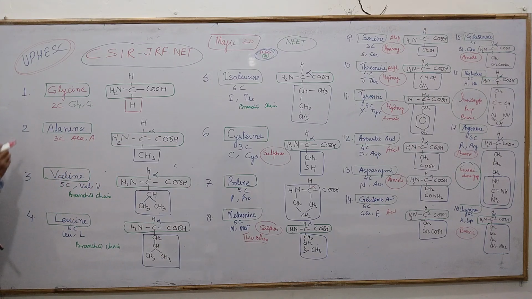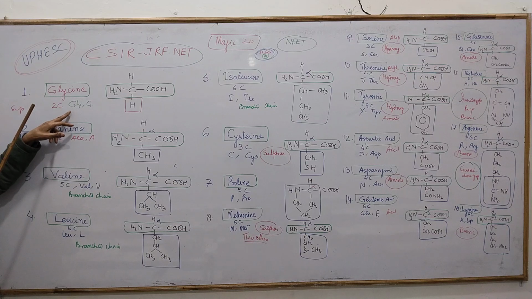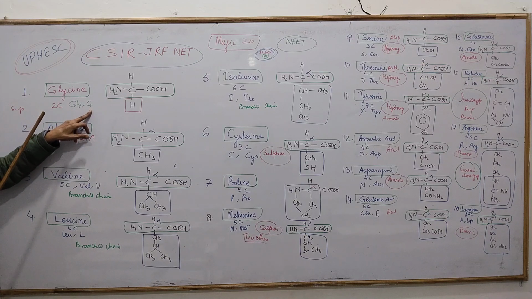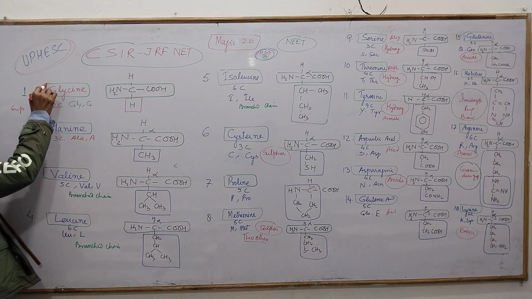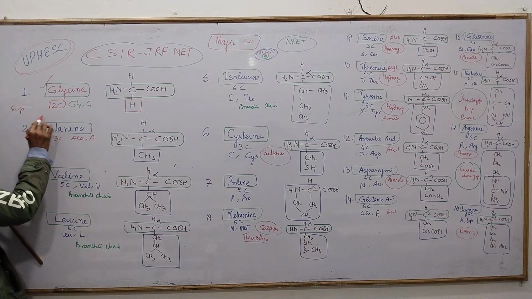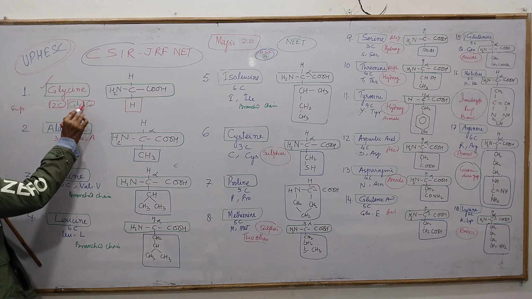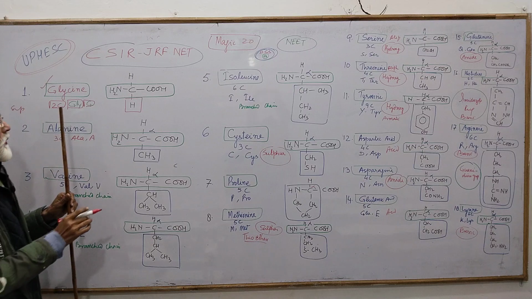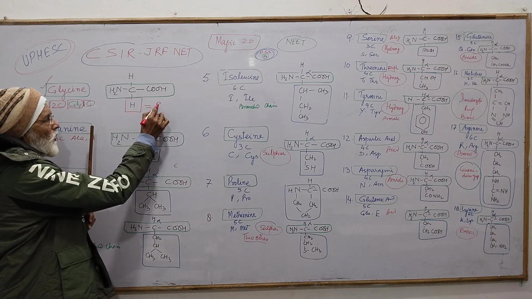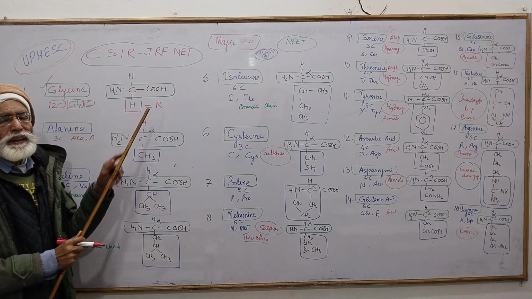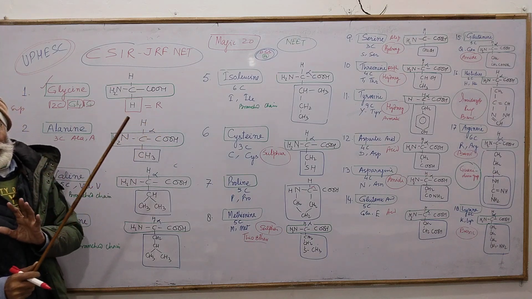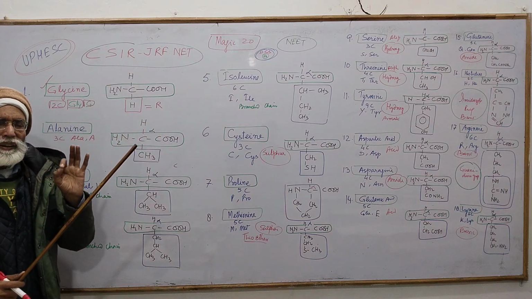Glycine is the simplest amino acid. It has 2 carbons, a 3 letter code and a 1 letter abbreviation. So all problems are solved: simplest amino acid, 2 carbon atoms, a 3 letter abbreviation and a 1 letter abbreviation. Now the R group in the case of glycine is represented by a hydrogen atom. That is why it is very simple.